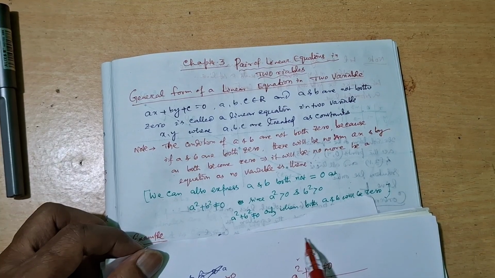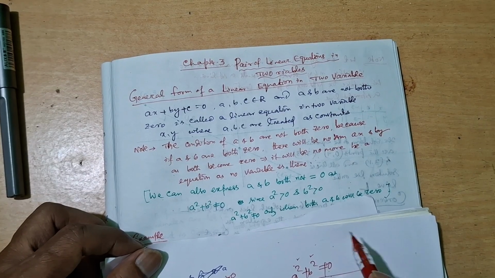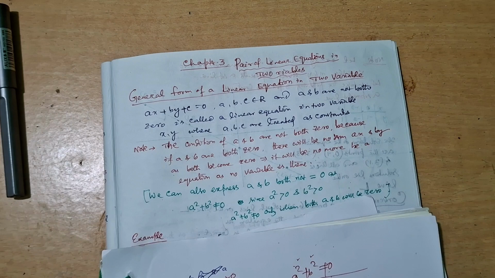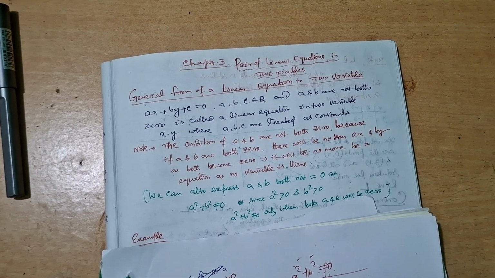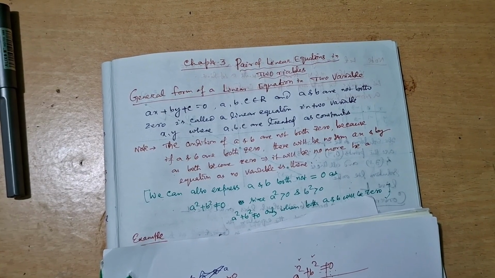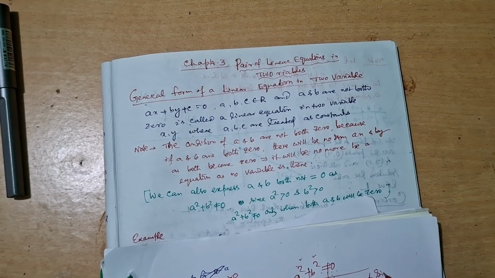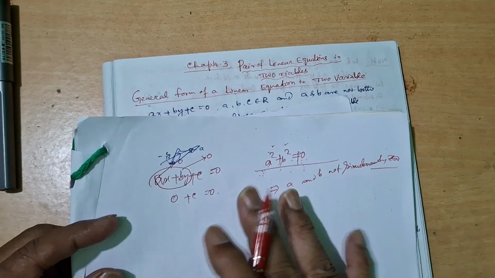So the condition that a and b are not simultaneously 0 is the same as the condition a² + b² ≠ 0. That implies either a will be 0 or b will be 0, but not both. Both 0 would make it 0, but it is given that it is not 0. So a² + b² ≠ 0 implies that a and b are not simultaneously 0. Simultaneously means at a time, or at the same time.